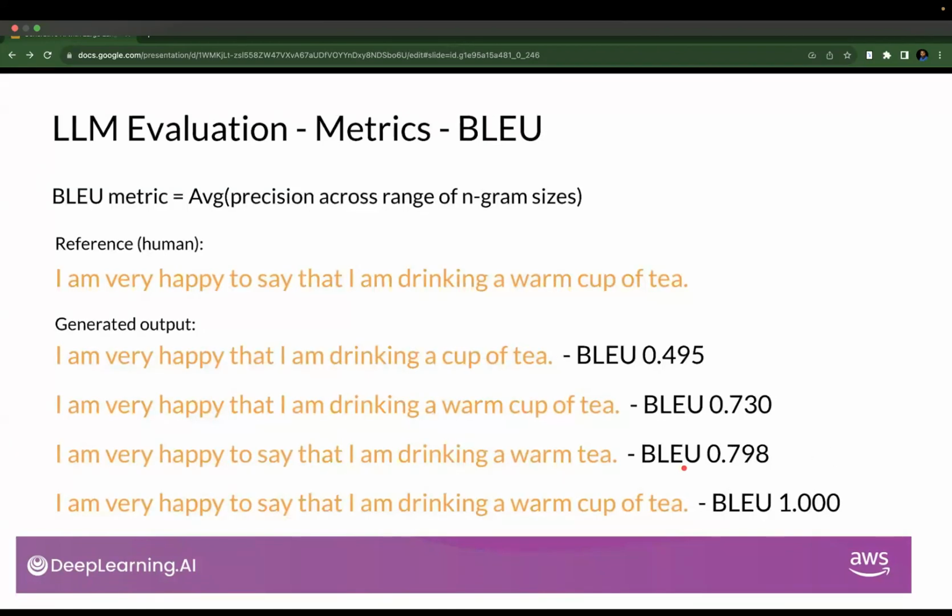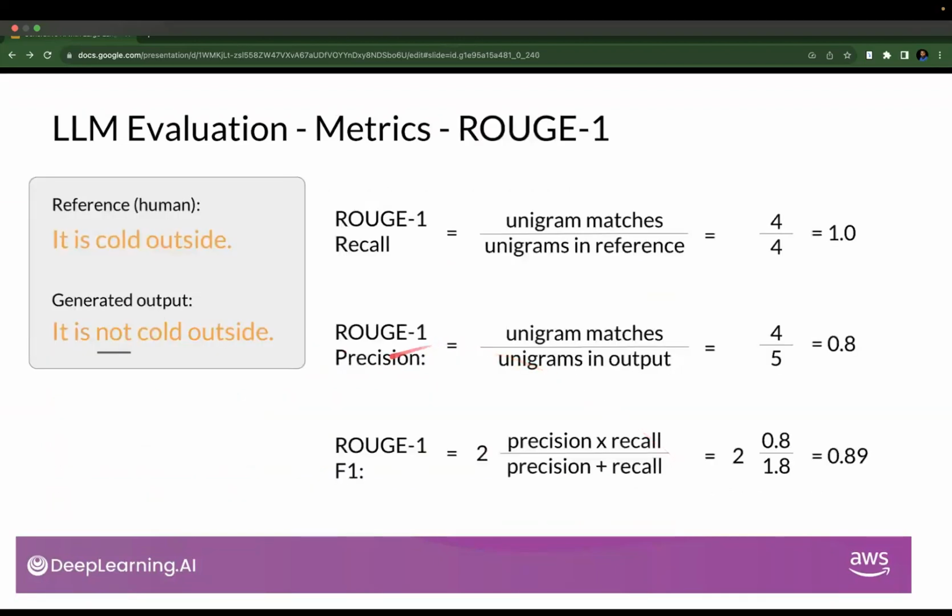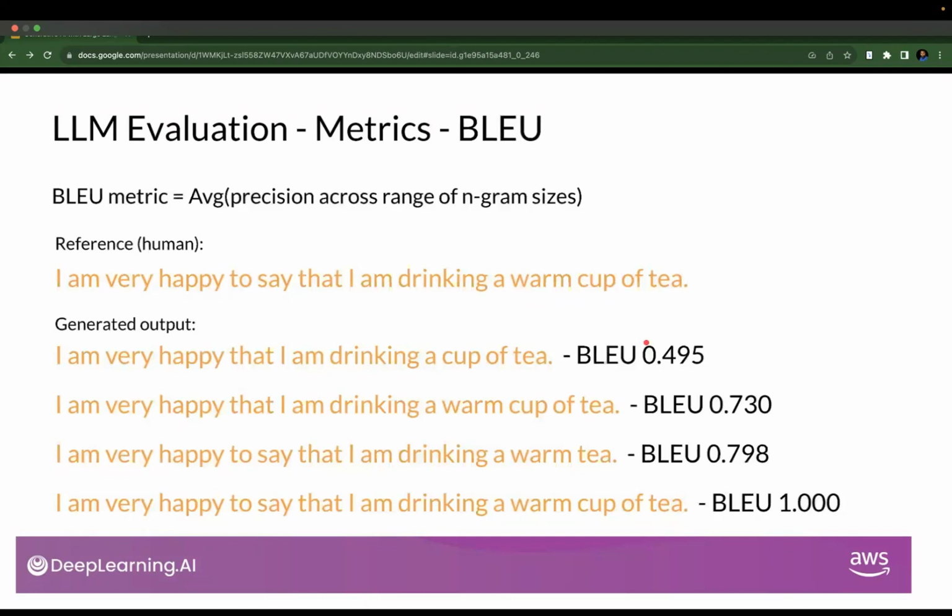And the BLEU score is calculated by taking the precision across a range of n-grams. So if you remember, precision is the number of unigrams, if you take 1 gram, the number of unigrams which match based on the total number of unigrams in the output. So BLEU is calculated by taking 1 gram, 2 gram, 3 gram, unigram, bigram, and so on, across a range of n-grams, we calculate the precision and we take the average. As a matter of fact, if the output is identical to the human reference, the BLEU score will be 1. And the closer the output is to the human reference, the higher the BLEU score will be.